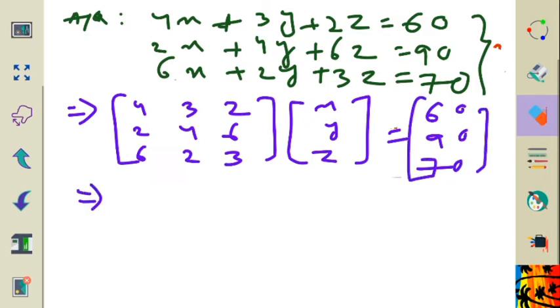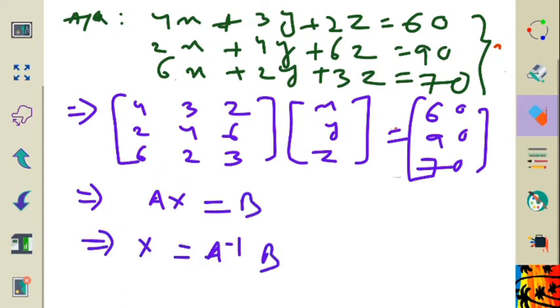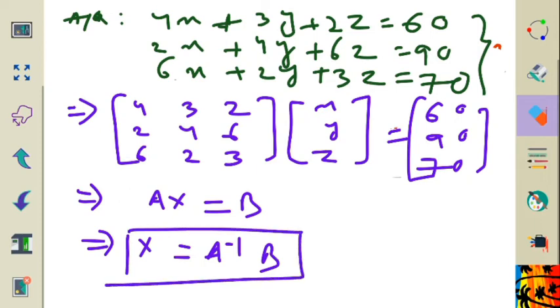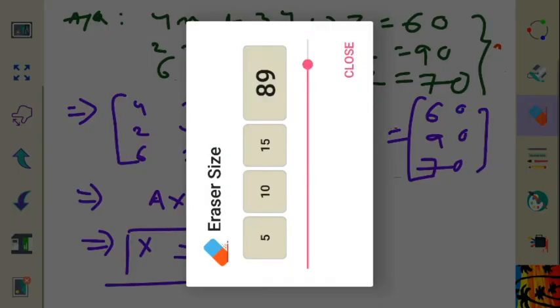And you write it in this form, AX equals B. Now X equals A inverse into B. Clear? So this step is very, very important. Then after writing this step, you just write the things. So first I will be writing what A is here.